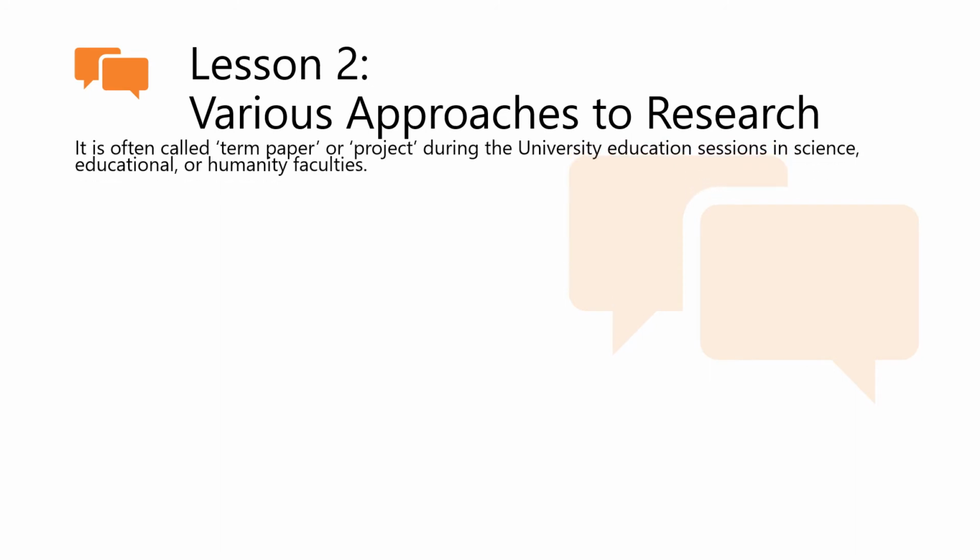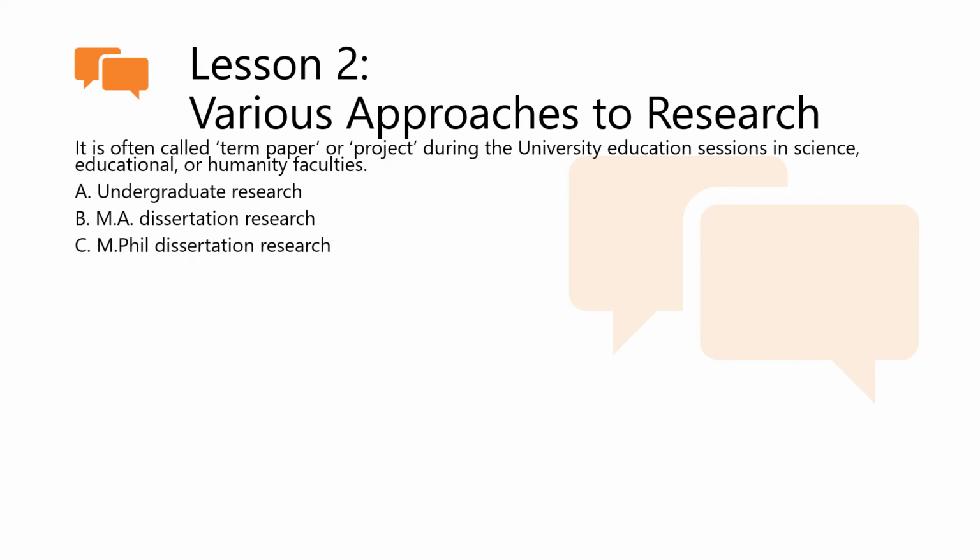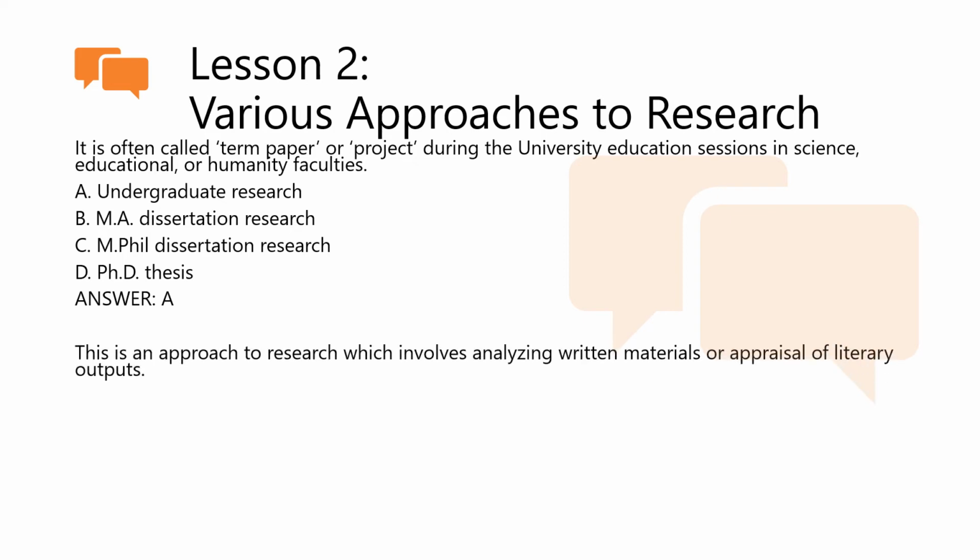Question: it is often called term paper or project during the university education sessions in science, educational, or humanities faculties or colleges. A. Undergraduate research. B. MA dissertation research. C. MPhil dissertation research. D. PhD thesis. The answer is undergraduate research, obviously. Next question.